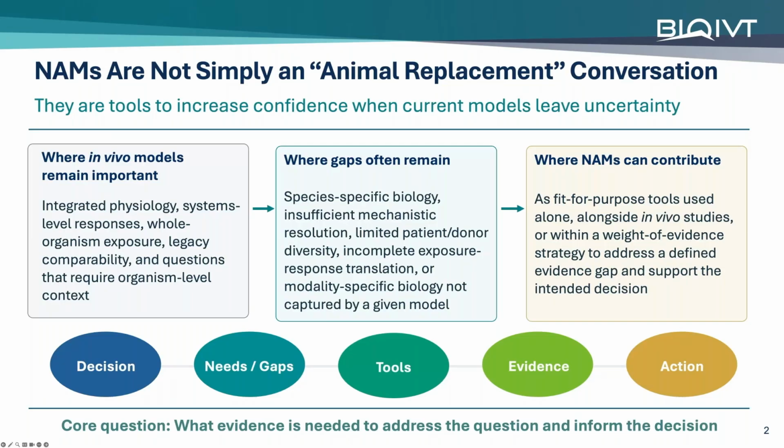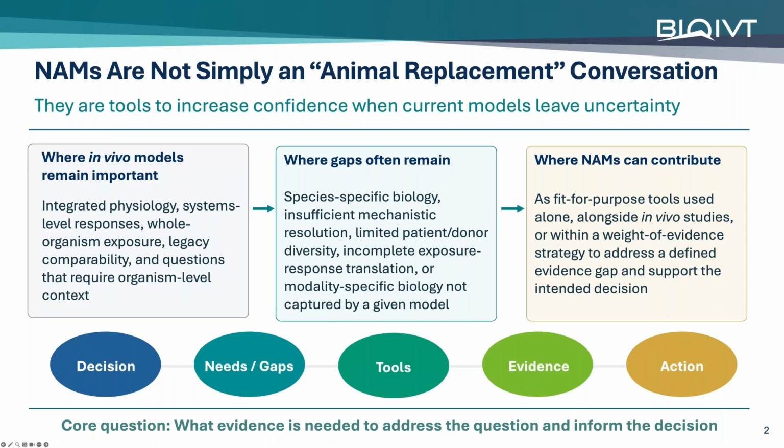Sometimes they allow us to isolate a particular mechanism more precisely. Other times they allow us to introduce human-derived biology directly, and they make it possible to examine variability across donors or disease states. But in many cases, the greatest value may be complementary. A NAM may help explain a finding from an in vivo study. An in vivo study may provide physiological context around a mechanism first identified in vitro, or multiple evidence sources may converge and collectively provide stronger support than any single model could provide on its own.